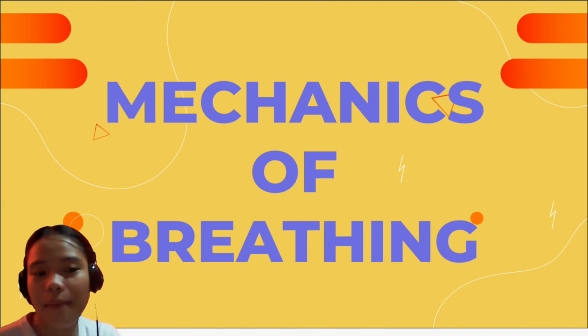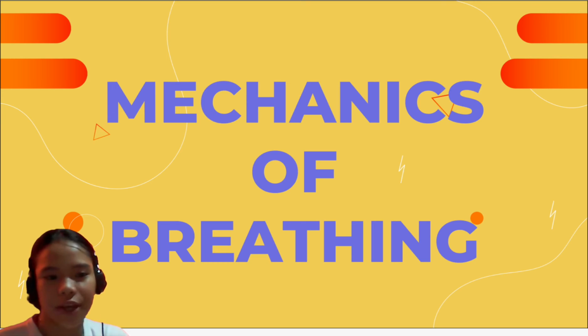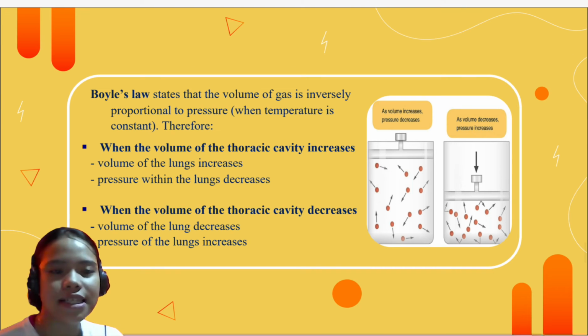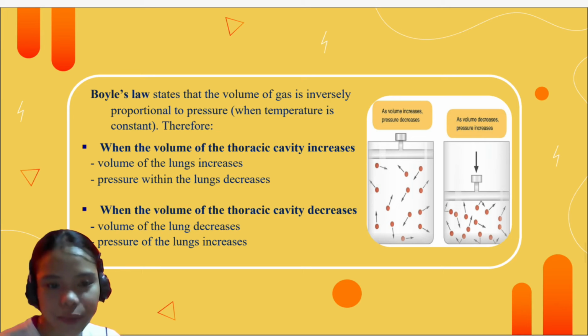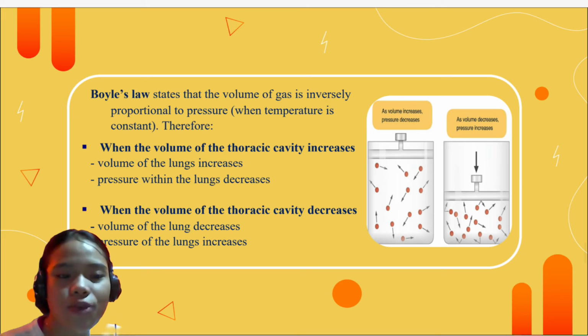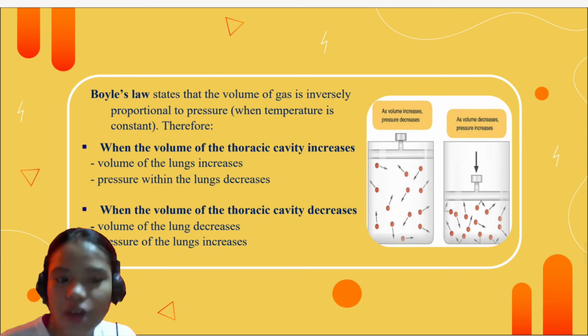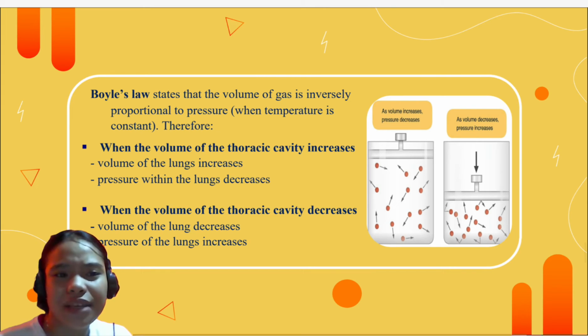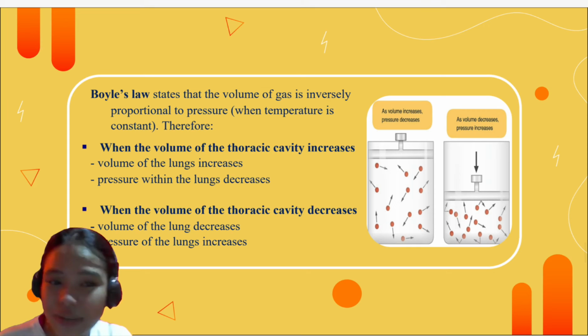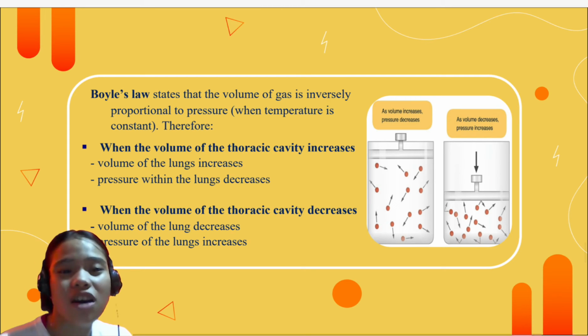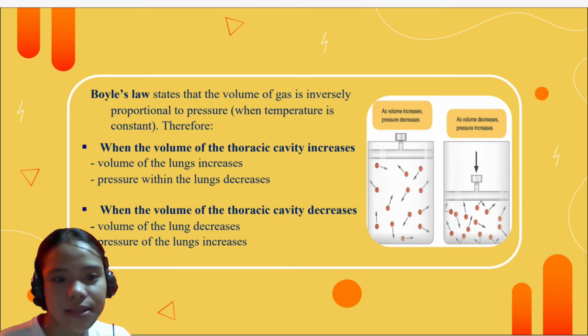So now let's talk about the mechanics of breathing. Boyle's law states that the volume of a gas is inversely proportional to pressure when temperature is constant. Therefore, when the volume of the thoracic cavity increases, the volume of the lungs increases and the pressure within the lungs decreases. When the volume of the thoracic cavity decreases, the volume of the lungs decreases, while the pressure in the lungs increases.